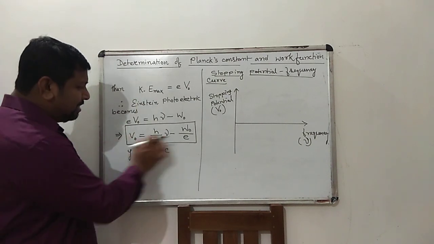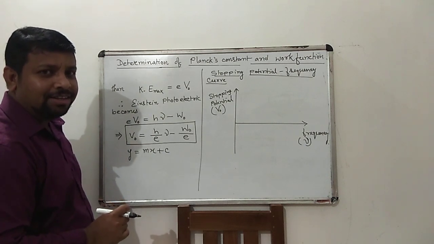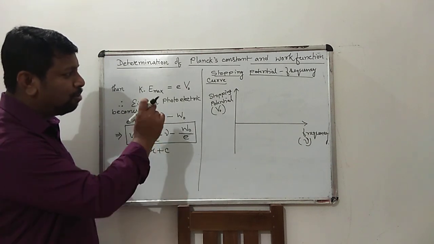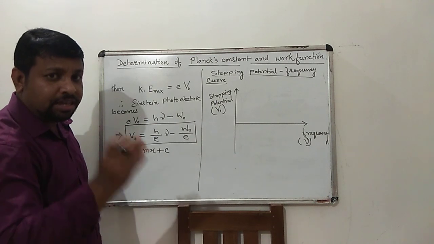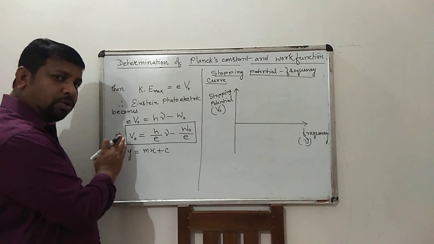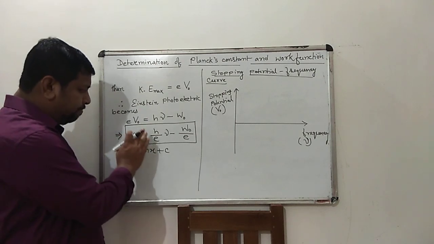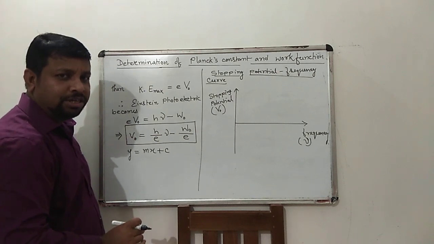Okay? That means this equation represents the equation of a straight line. Then what will be the shape of the graph? Stopping potential and frequency: this is a straight line. If you consider stopping potential along the y-axis and frequency along the x-axis, then the graph will be like this, a straight line.